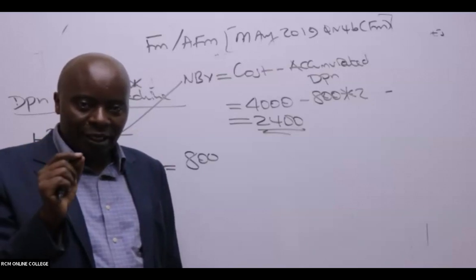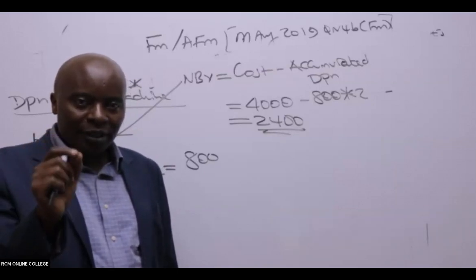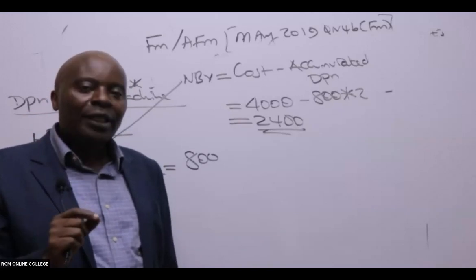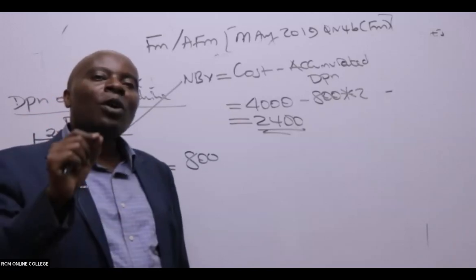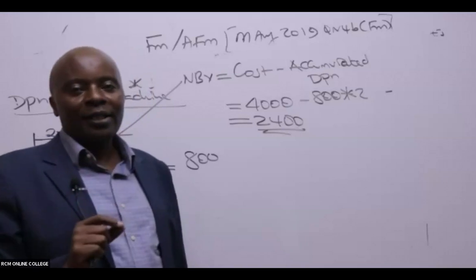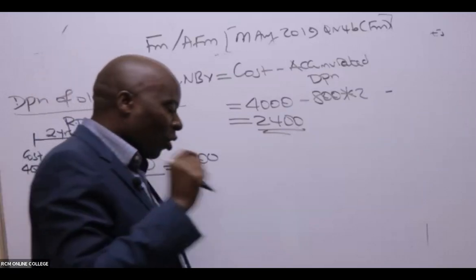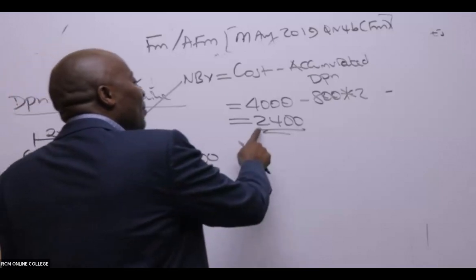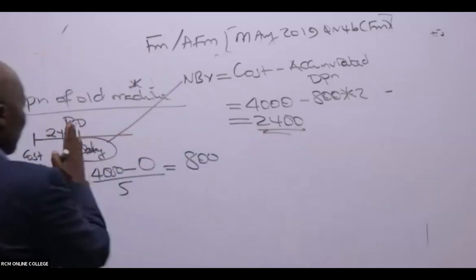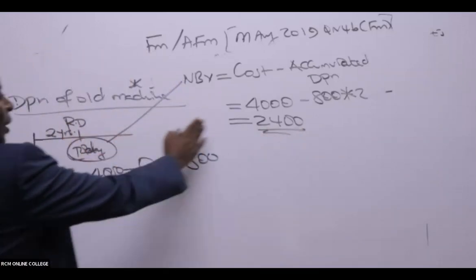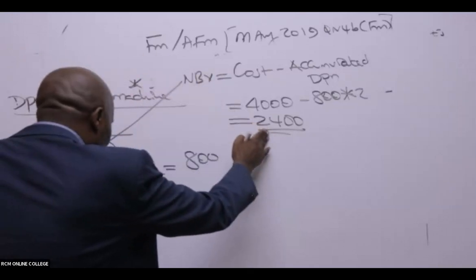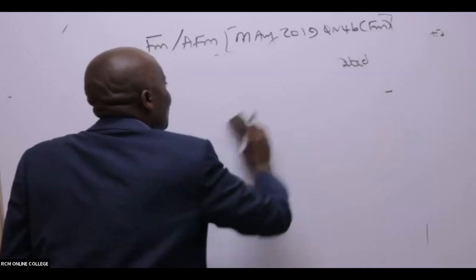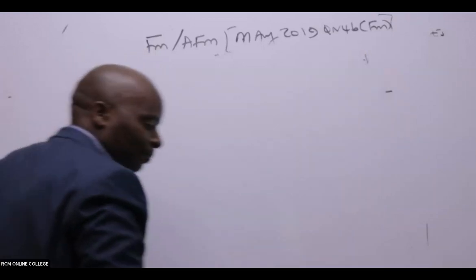So now we have 2,400 as the net book value. Then what are we doing today? Today we are calling in a valuer. So when we call in a valuer, this becomes my new cost as of today.